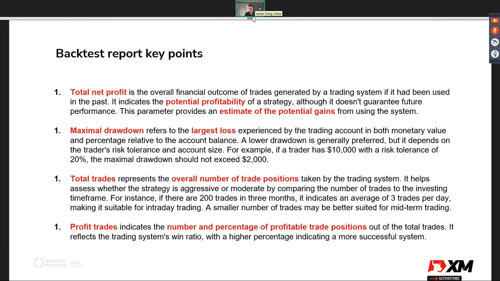So maximal drawdown refers to the largest loss experienced by the trading account in both monetary value and percentage relative to the account balance. Simply put, a lower drawdown is generally preferred, but it depends on the trader's risk tolerance and account size. For example, if a trader has $10,000 with a risk tolerance of 20%, the maximum drawdown should not exceed $2,000.